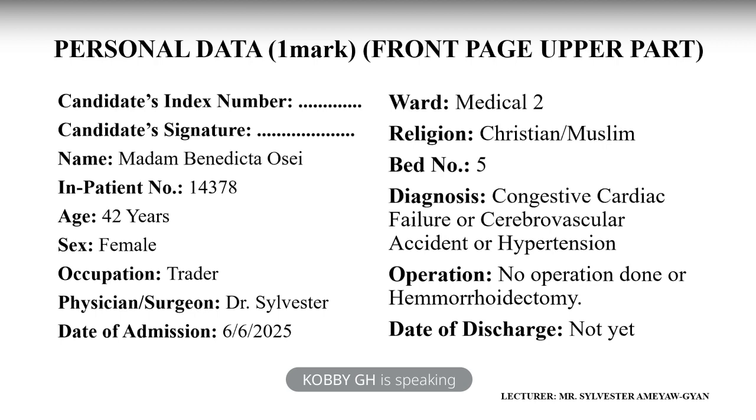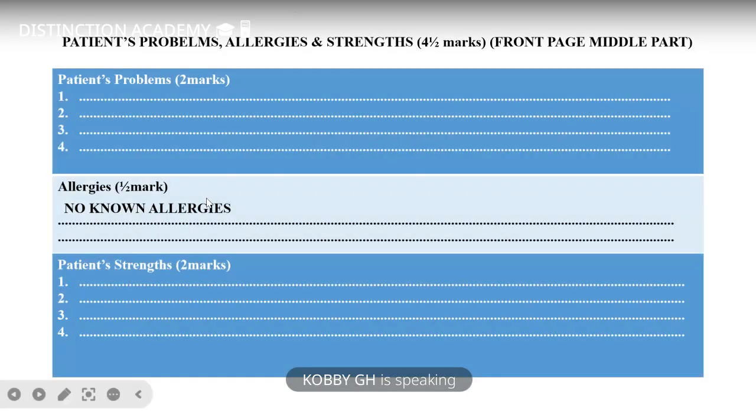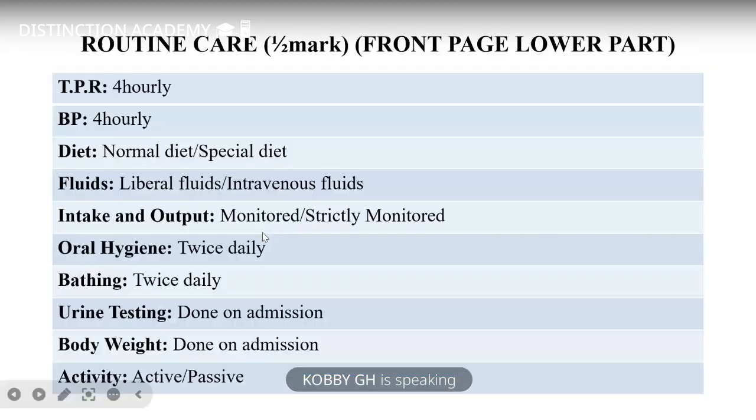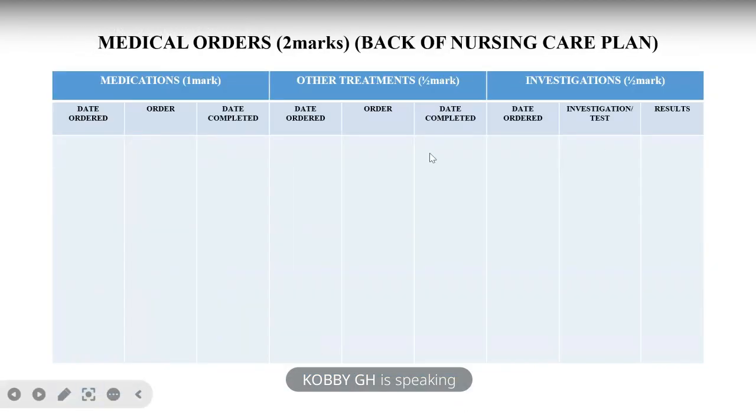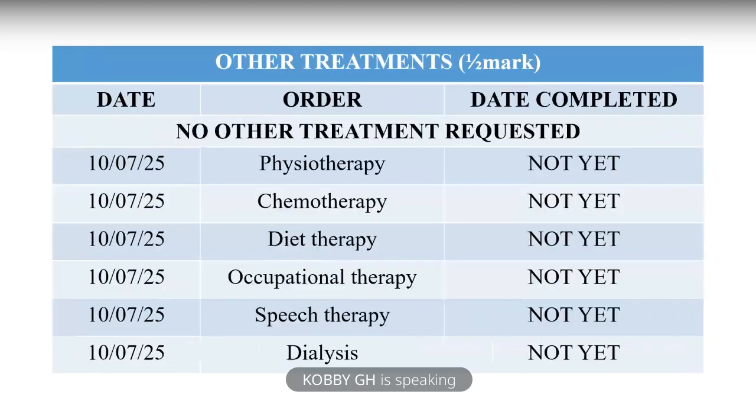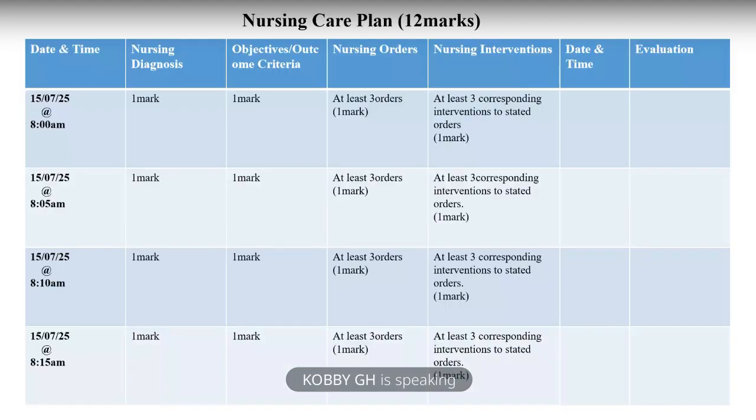Okay, so in the start, let's quickly go through, see how it goes. Your candidate's index number, your candidate's signature, then you quickly come to the allergies, you write no known allergies, you quickly come to the routine care, you fill all the routine care, you turn to the inside of the care plan, you divide it quickly into 4 or into 3, depending on how you are going to do. You quickly write the date and time, making sure you don't exceed 5 minutes interval. I would recommend you do 2 minutes interval.